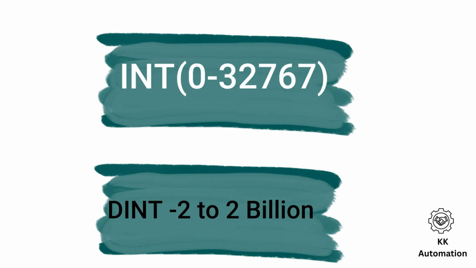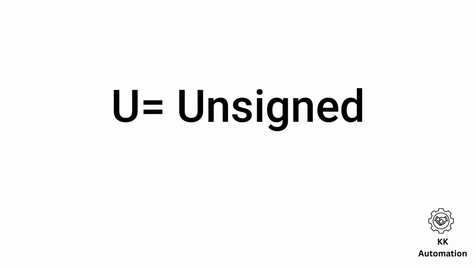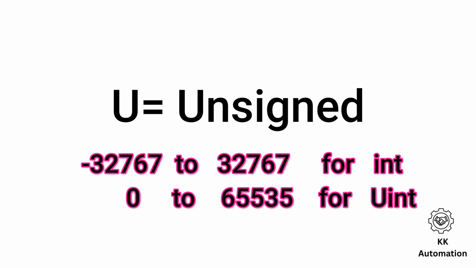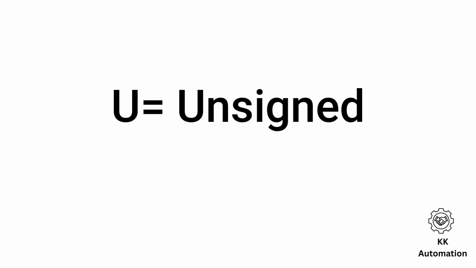You might also see a U in front, like UInt or UDInt. The U stands for unsigned. An unsigned integer cannot be negative. It only holds positive numbers. The benefit is that it can hold a positive number that is twice as large as its signed counterpart. My recommendation, if you know you will never need a negative value, use an unsigned integer.